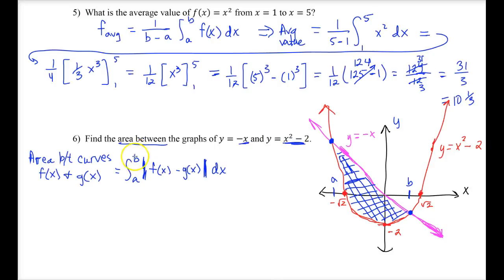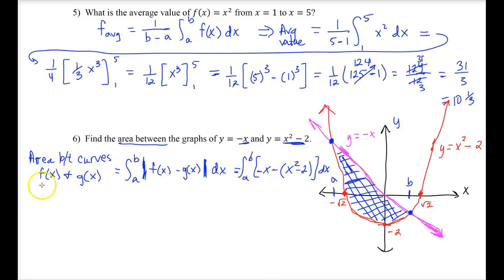So here, when we actually do the integral, since y equals negative x is the function that has the higher y values here, we will do minus x and then minus x squared minus 2. So that's how we're going to have to write that. Whatever this comes out to be, and we'll find out the a and b in just a second, is the integral from a to b of minus x minus (x squared minus 2), with the dx at the end. And so we just need to find out what our a and b are so that we can complete this.